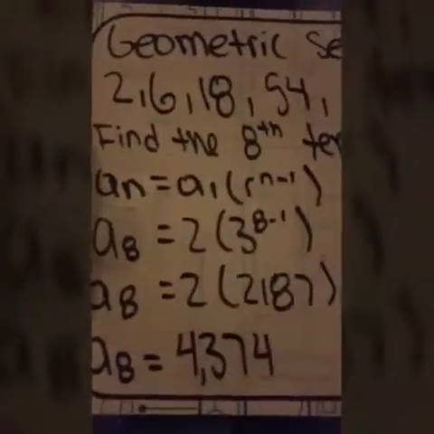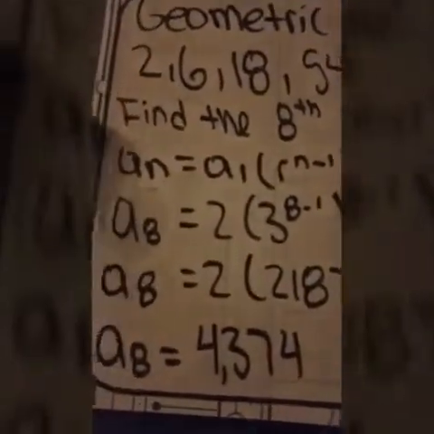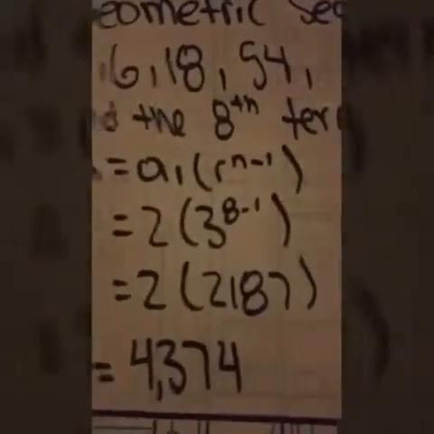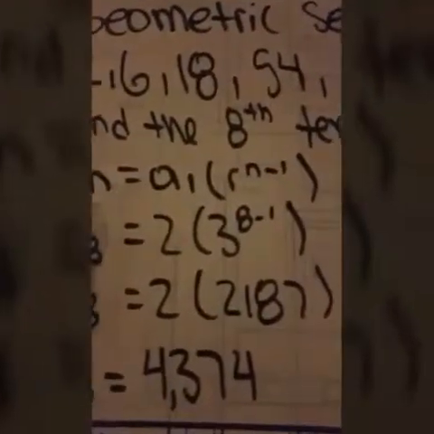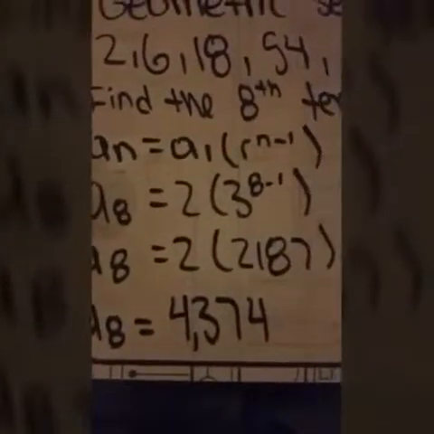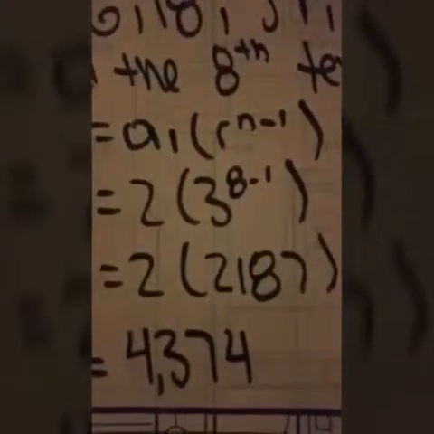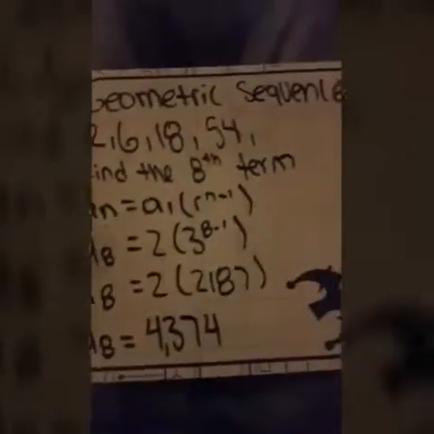Now here's the equation: an equals a1, and an is the total number of terms, a1 is your first term, times parentheses r, and your r is what you're going by, your common ratio, which is 3, to the power of your number of term minus 1. So here's your equation: a of 8 equals 2, parentheses 3, to the 8th power minus 1. Once you finish simplifying, you will find that your 8th term will be 4,374.